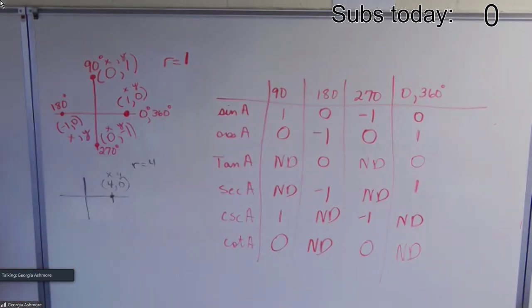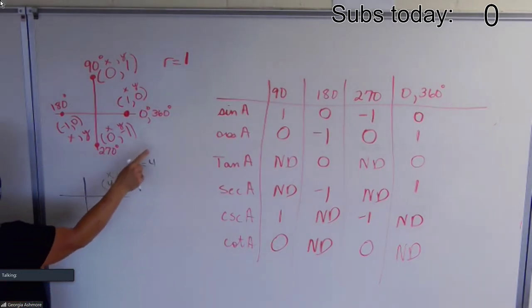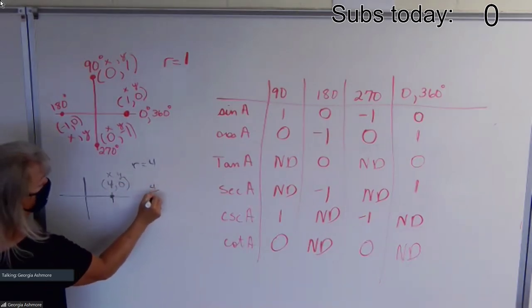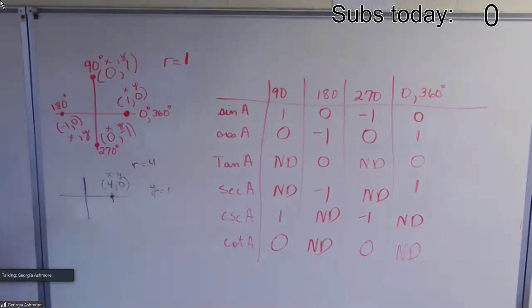Then you're going to have to simplify. So now I'm looking at the last column. Sine would be 0 over 4, which is just 0, so the reciprocal is undefined. Cosine would be 4 over 4, which equals 1. So you just have to reduce. If you start with the smallest number to start off with, you don't have to reduce it.